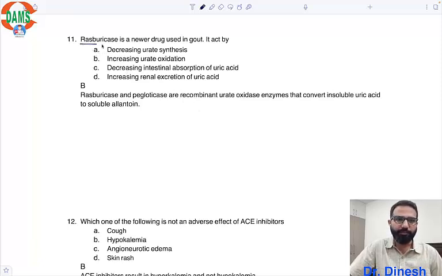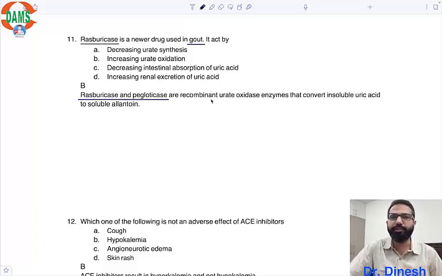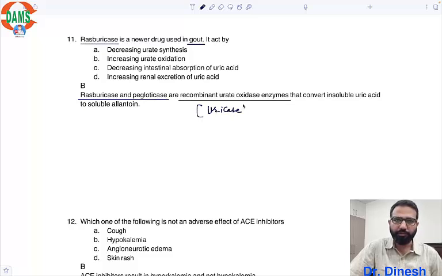Next, rasburicase is a newer drug used in gout. You can see the name, uricase. Rasburicase and pegloticase are recombinant uric acid oxidase enzymes, which are called uricase enzymes. They convert insoluble uric acid to allantoin. So this is the enzyme which converts uric acid to allantoin.